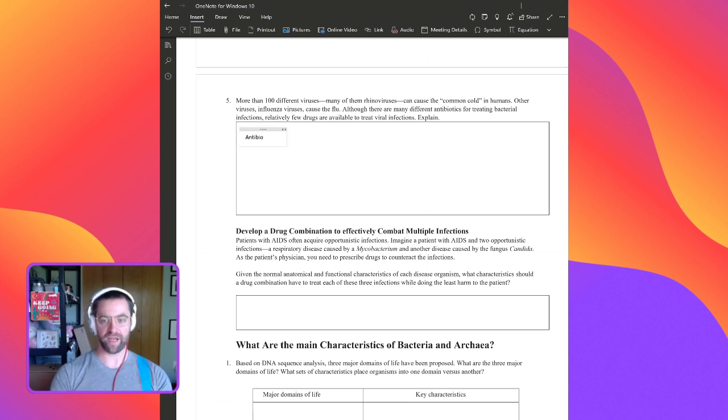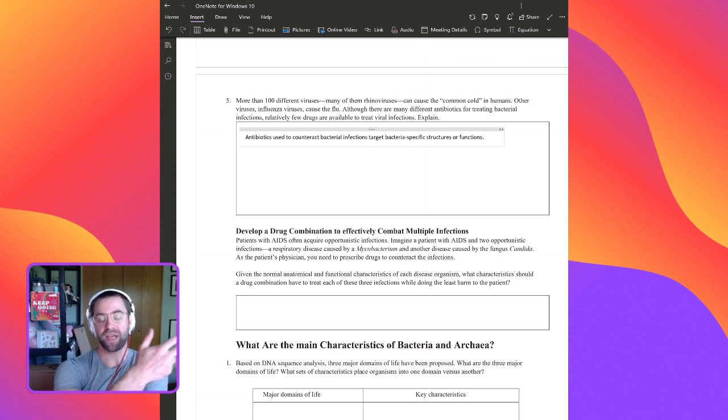Let's go ahead and write that down. Antibiotics used to counteract bacterial infections target bacteria-specific structures or functions. These might include the 70S ribosomes, which are unique to prokaryotes, bacterial cell wall structures, bacteria-specific enzymes. So anything that is unique to bacteria and not part of eukaryotic cell infrastructure makes a good target, especially if it facilitates reproduction or mobility or the physical structure of the bacterial cell.